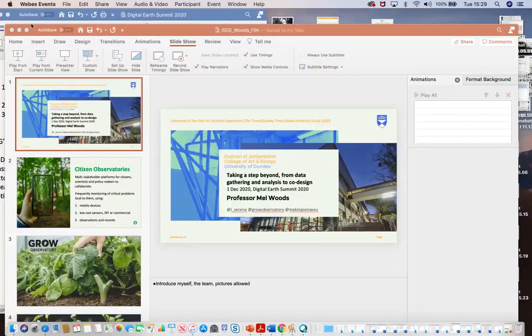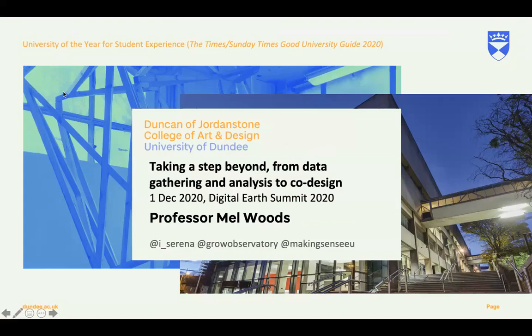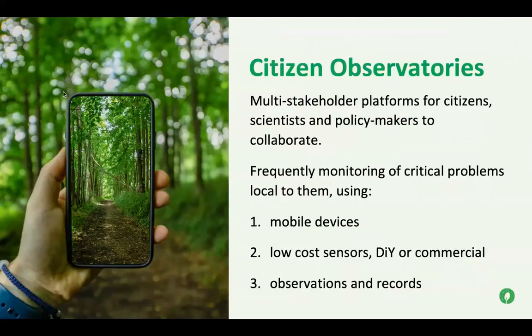Okay. So, yeah, my name is Mel Woods. I'm going to be talking a little bit more around taking a step beyond data gathering and analysis and into co-design. Collaborative design means designing a multi-stakeholder platform of citizens and policymakers to collaborate together and frequently monitor critical problems that are local to them, but also relevant on a global scale.